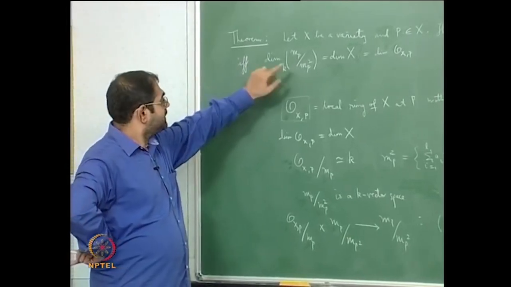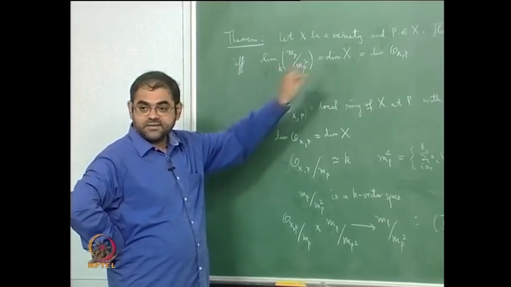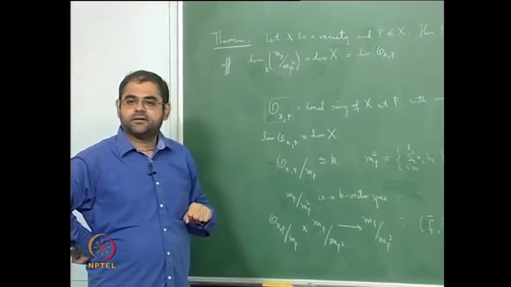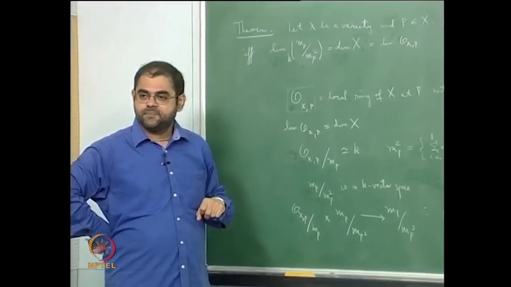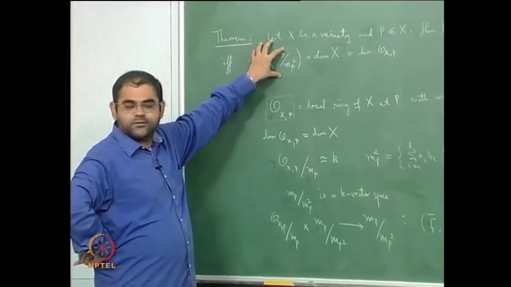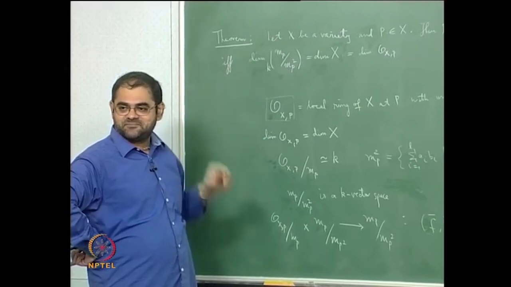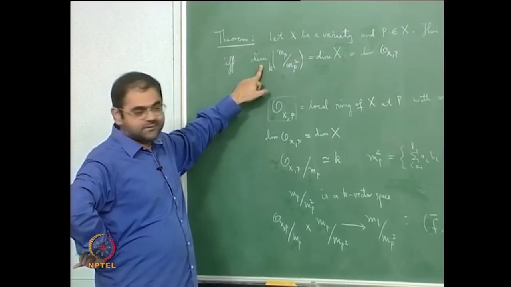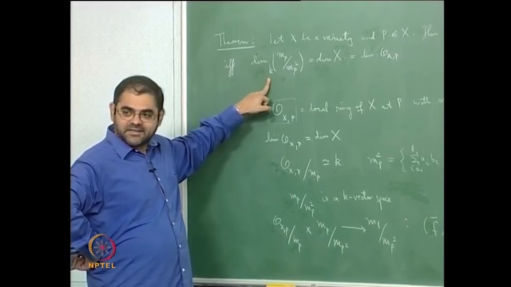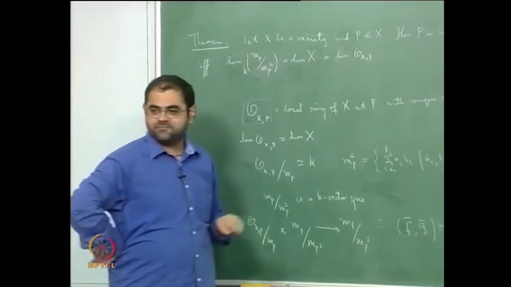And this dimension, if it is equal to the dimension of X, then and only then is the point P a non-singular point. This quantity is actually the dimension of the tangent space at the point P. The dimension of M mod M squared over K measures the dimension of the tangent space to the variety X at the point P.